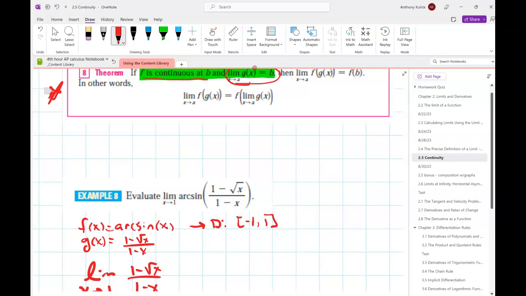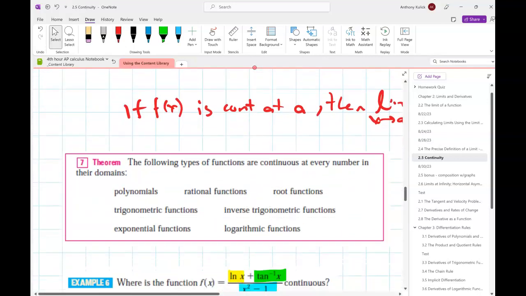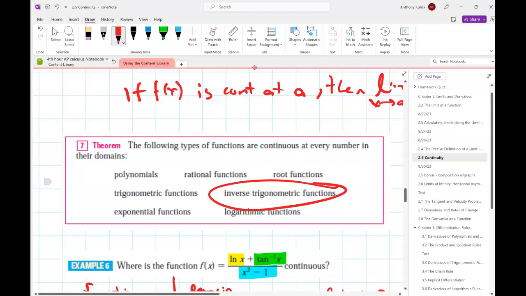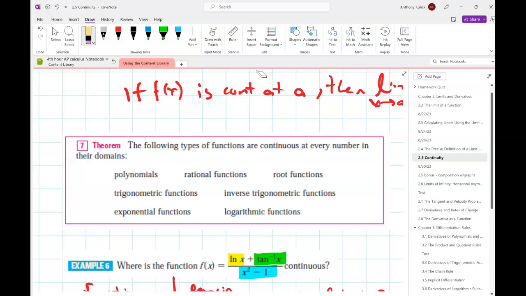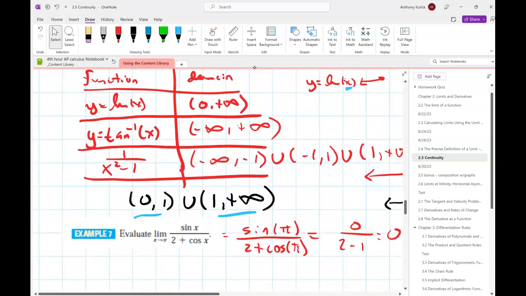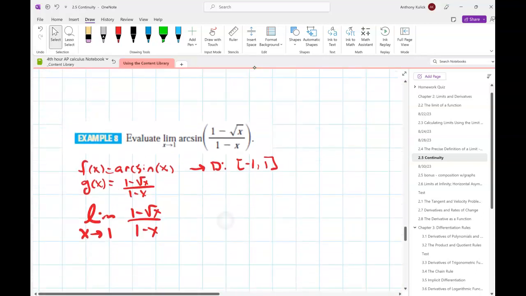Okay, that's all I need to check, right? Because the inverse trigs are on our list, continuous over their entire domain. I just have to make sure it's in the domain, and I'm good. Okay, so can I do direct substitution on this?